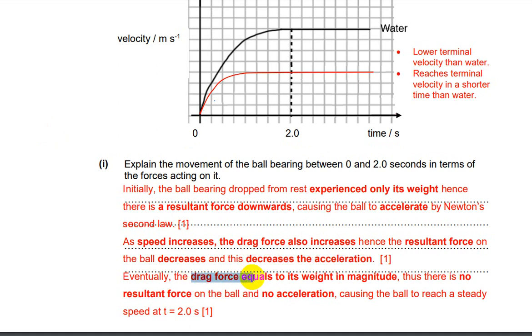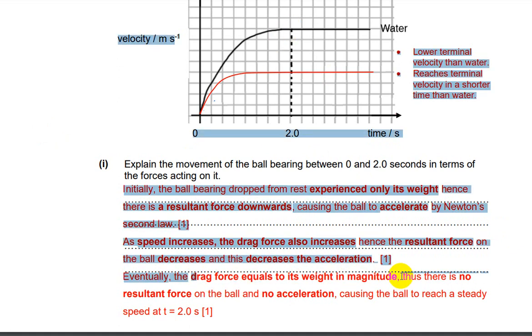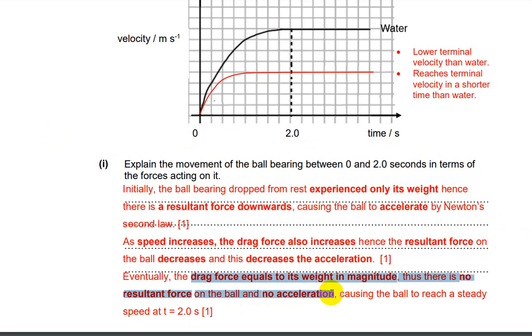And eventually the drag force equals the weight, which is somewhere here. You can see this almost horizontal part. So when the drag force equals the weight in magnitude, there's no resultant force and no acceleration, so acceleration is 0 and the ball reaches its steady speed, right?